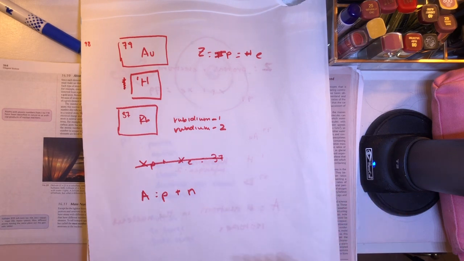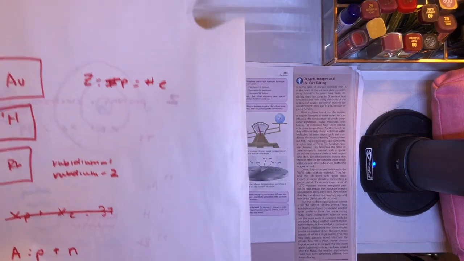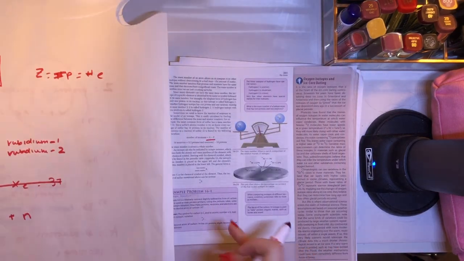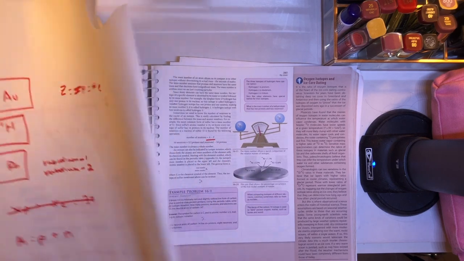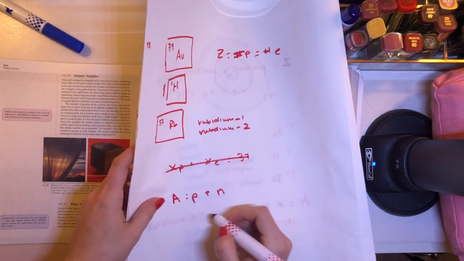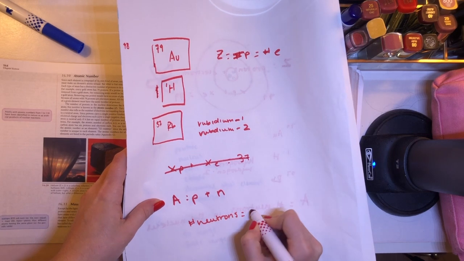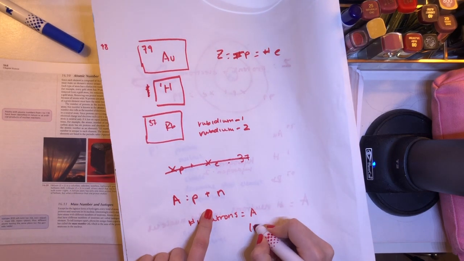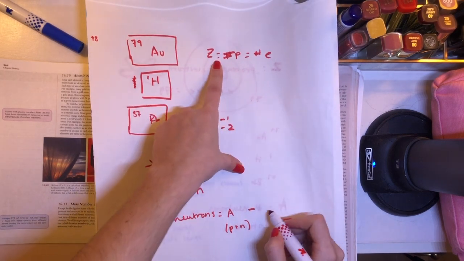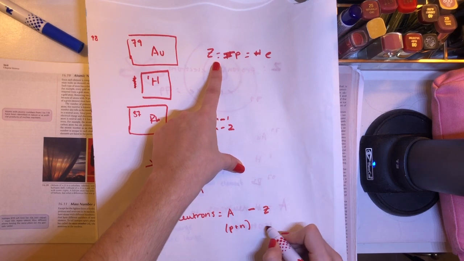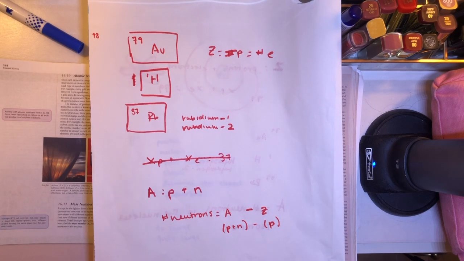But let's say I wanted to find specifically the number of neutrons, so I know what isotope that is. I would do that by subtracting the atomic number from the mass number. So the number of neutrons is equal to the mass number, which is the protons and the neutrons, minus the atomic number, which is just the number of protons.